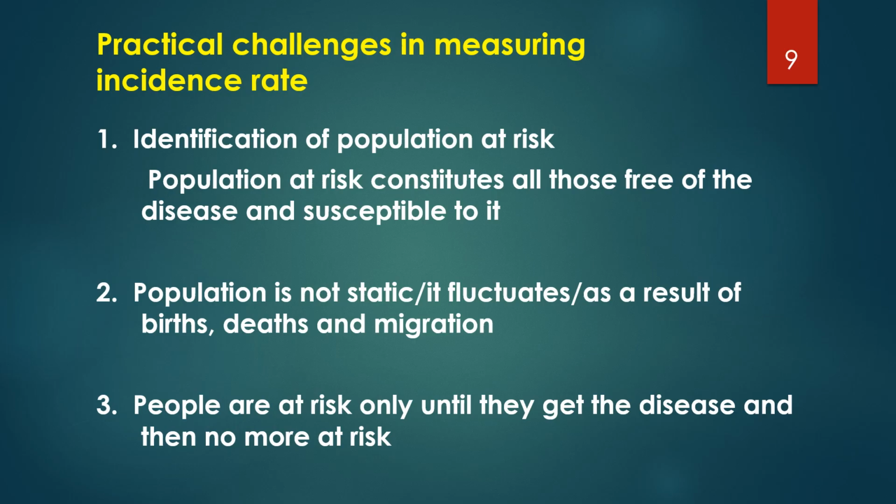There are some practical challenges in measuring incidence rate. They all relate to the population at risk. What does that mean? First, identification of the population at risk. Population at risk constitutes all those free of the disease and who are susceptible to get the disease.